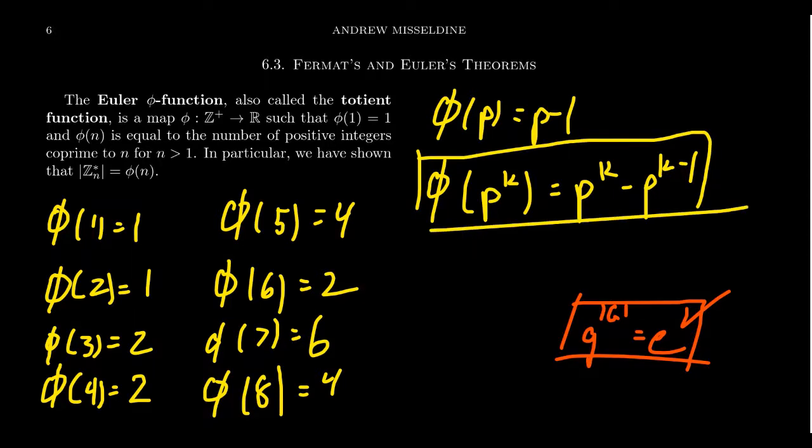And then another thing that I was mentioning earlier is that the phi function is multiplicative. A multiplicative function has the following properties. First of all, phi of 1 is always defined to be 1.